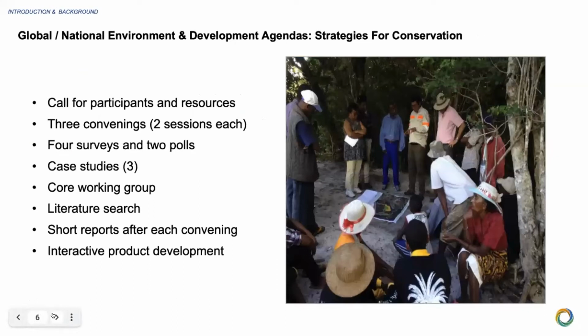Some of the activities that we undertook: we had that initial call for participants and asked each of those who indicated they would like to participate in the learning group to try and provide resources, either literature or any type of information that might be useful for us. We undertook 3 convenings. We had 2 sessions each for those convenings, 4 surveys and a couple of polls.